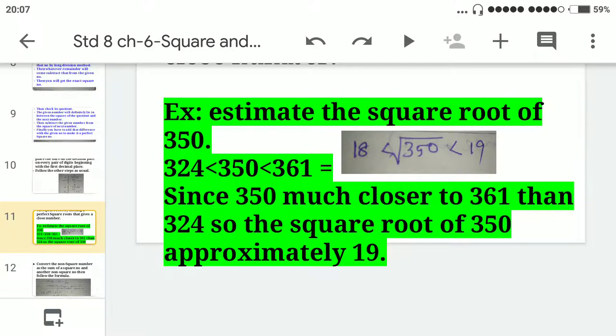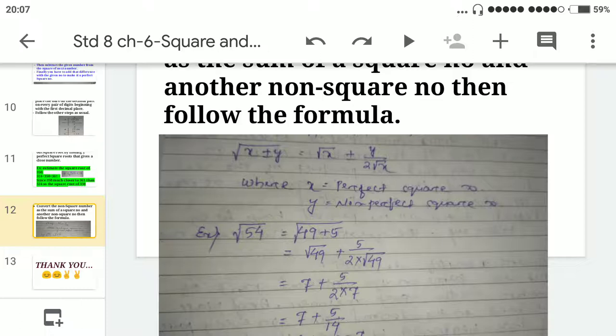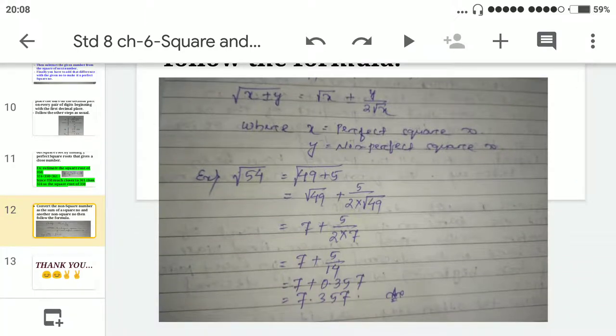Then the last part is, how to find the square root of a non-square number? There is a formula. You have to convert that non-square number into the summation or subtraction of two numbers, where one number must be a perfect square number. The formula is the square root of x plus or minus y is approximately root x plus or minus y by 2 root x, where x is a perfect square number and y is the remaining number. Now see the example here.